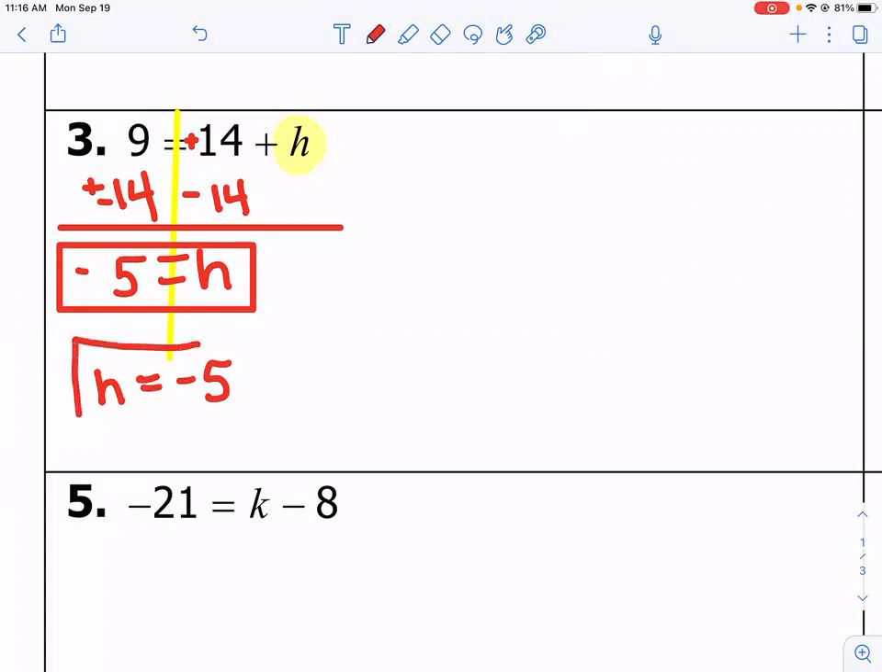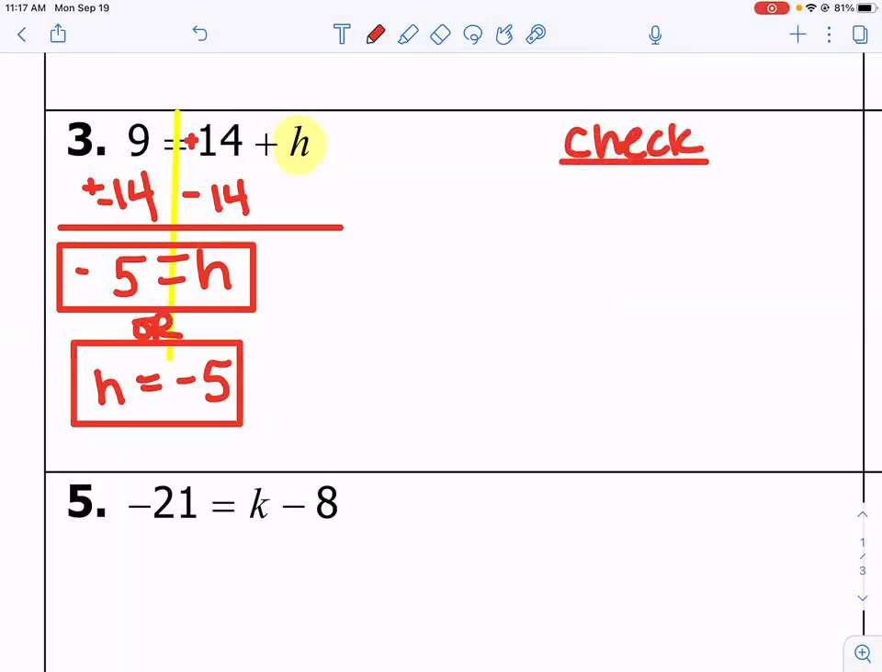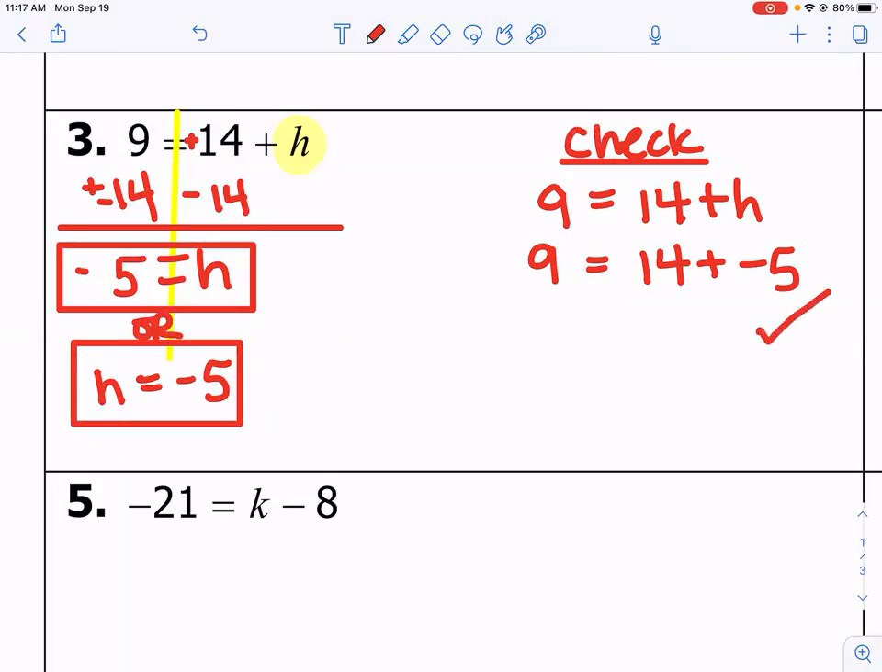But maybe some of us really like h being on the left. It just looks nicer. It doesn't matter, okay? I don't care how you write it, okay? Let's go ahead and check. We always want to check our answers, okay? Is 9 equals 14 plus h? So if we plug in a negative 5 for h, is 14 plus negative 5 equal to 9? Yes or no? Yes. Cool.